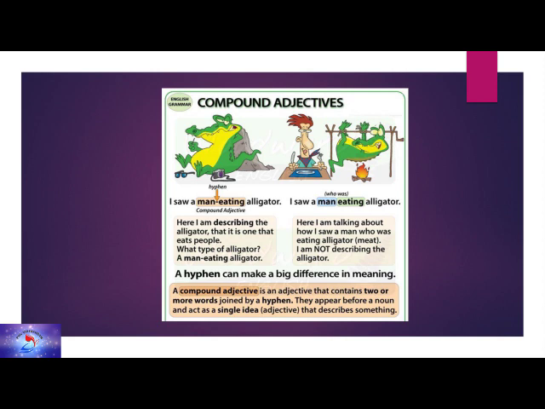But here, if you're going to miss the hyphen, you just look into this sentence. Here I'm talking about how I saw a man who was eating alligator meat. I'm not describing the alligator. So here, the alligator is not described when you miss a hyphen. So a hyphen can make a big difference in meaning. So a compound adjective is an adjective that contains two or more words joined by a hyphen. They appear before a noun and act as a single idea that describes something.